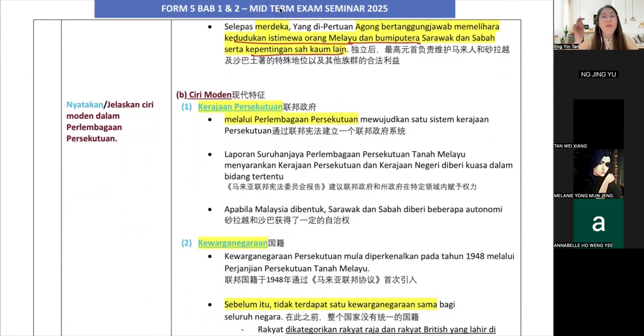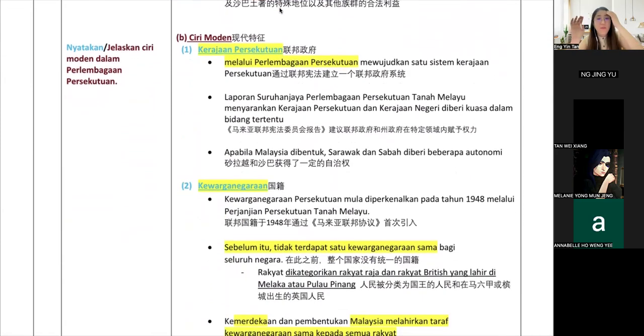Now for modern, it is related to British. British is the one that introduced us to federation. I told you, before this our negeri was all separated. We have our own sifat kenegerian yang kuat. We only focus on our own negeri. Who is the one that started the federal concept? The answer is your British. So we have this federal government here.